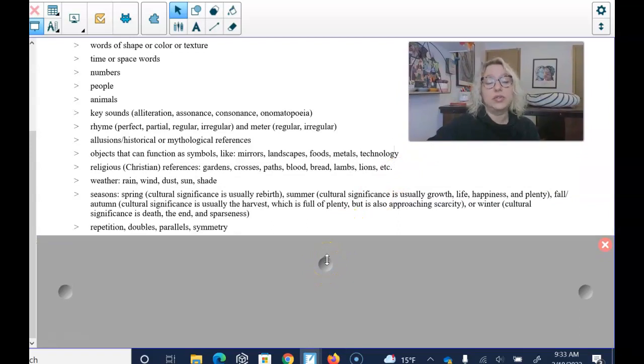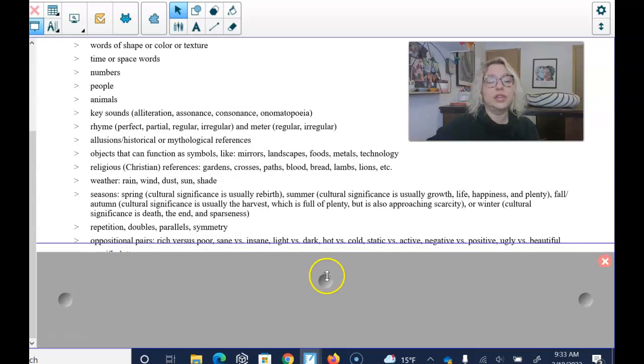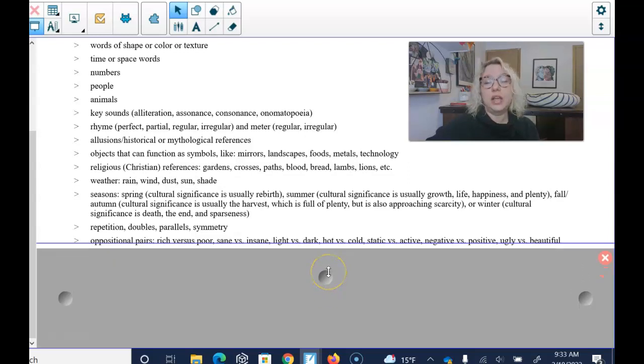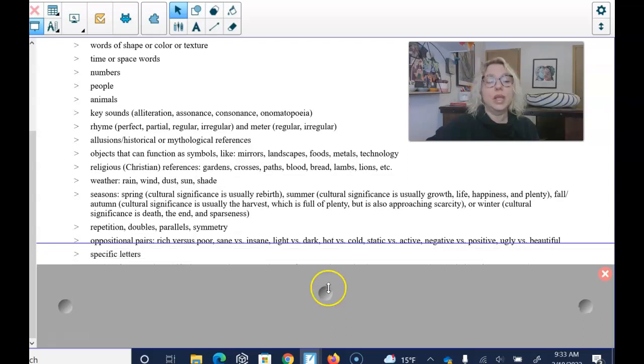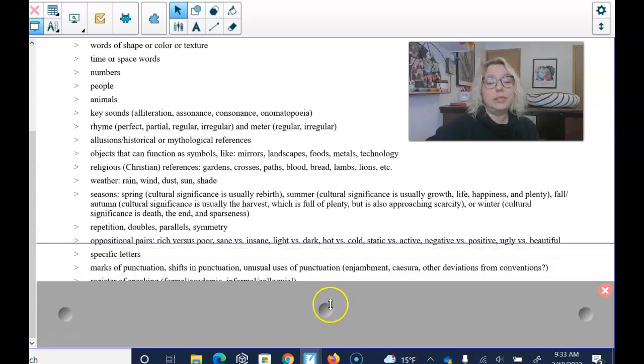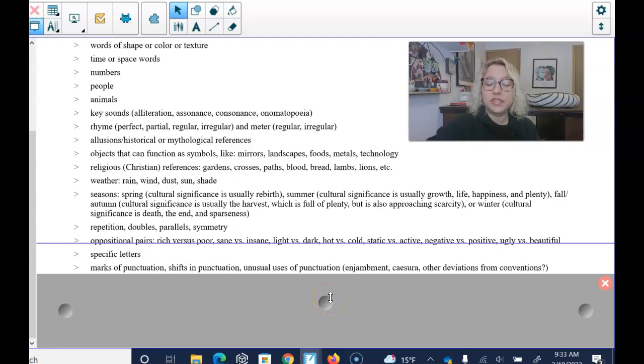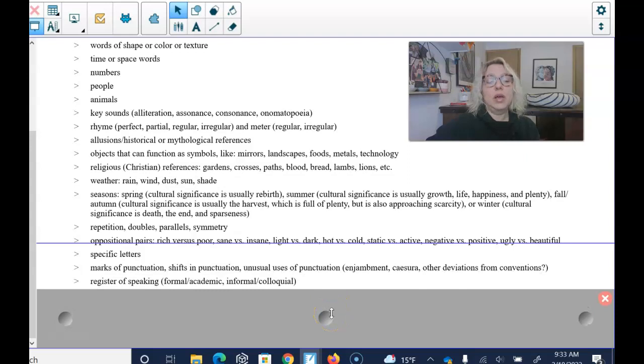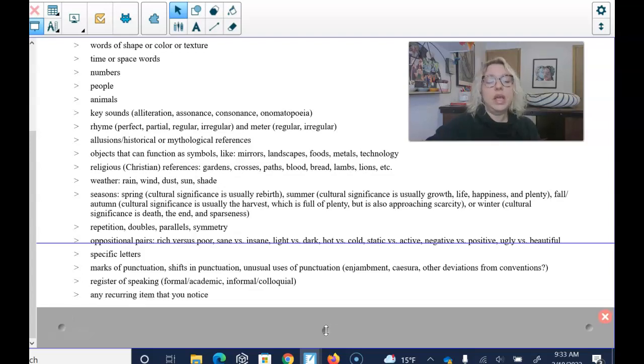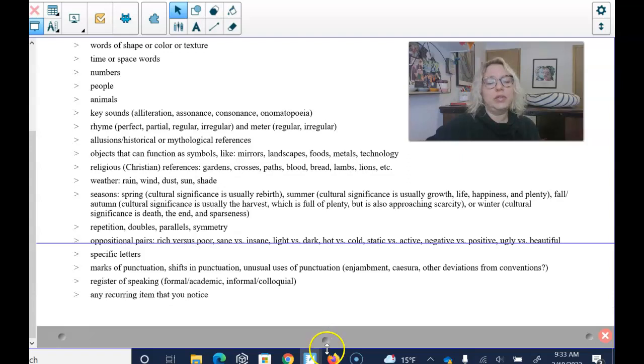Repetition is huge, or doubles, or parallels, symmetry. Those are good things to look for. Oppositional pairs, where we have one thing next to another that's opposite. Specific letters repeated. Marks of punctuation, shifts in punctuation, unusual uses of punctuation. Register of speaking. Are there a lot of formal words being used or informal words being used? You could trace those. Or any other recurring item that you notice.